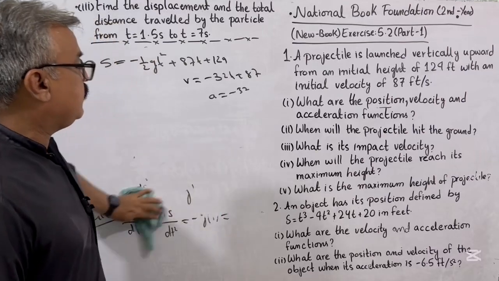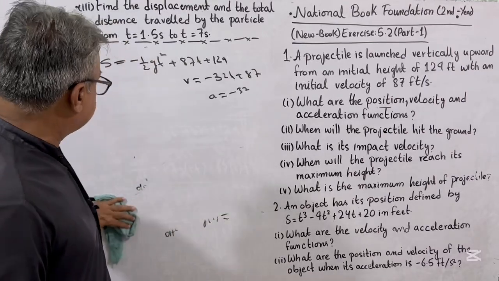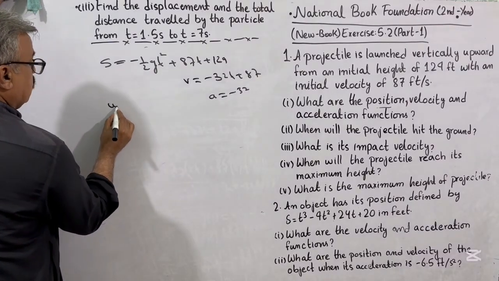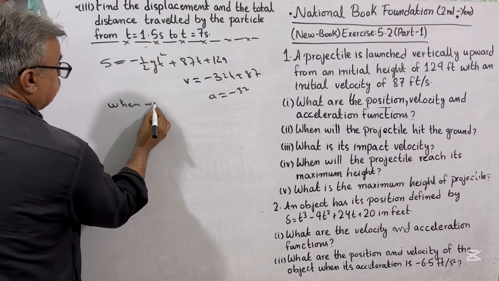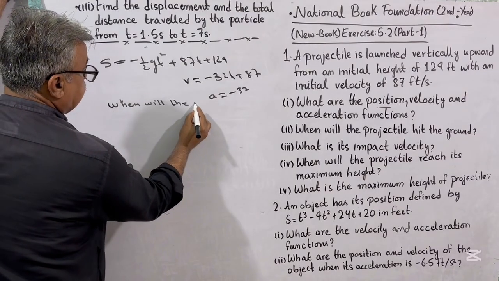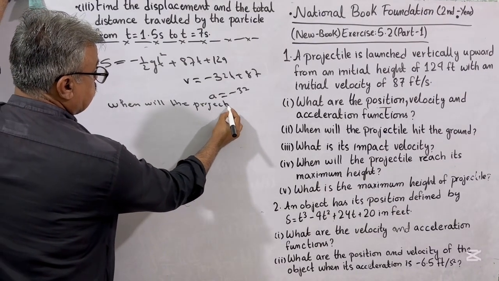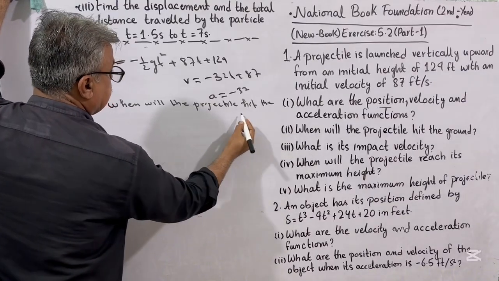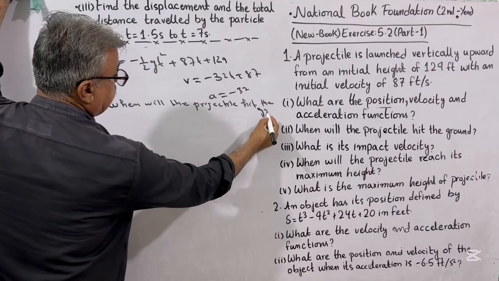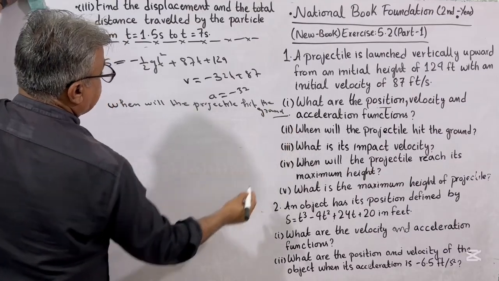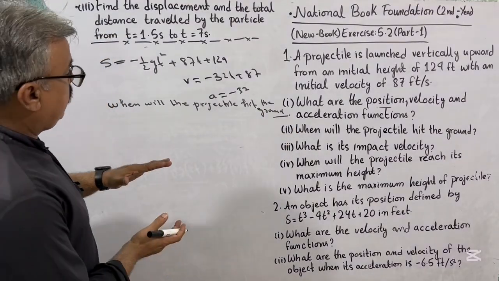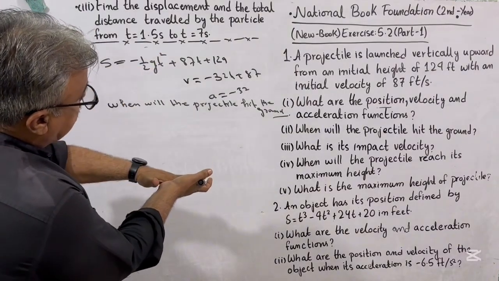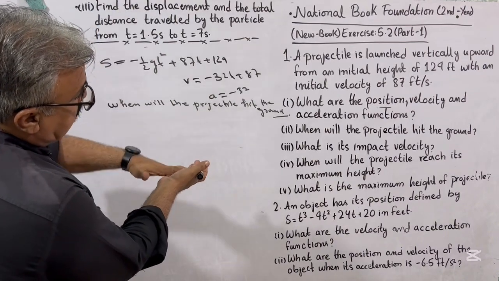Moving towards part number 2 of the question: when will the projectile hit the ground? Let me write it down mathematically. When the projectile hits the ground, the height is zero.